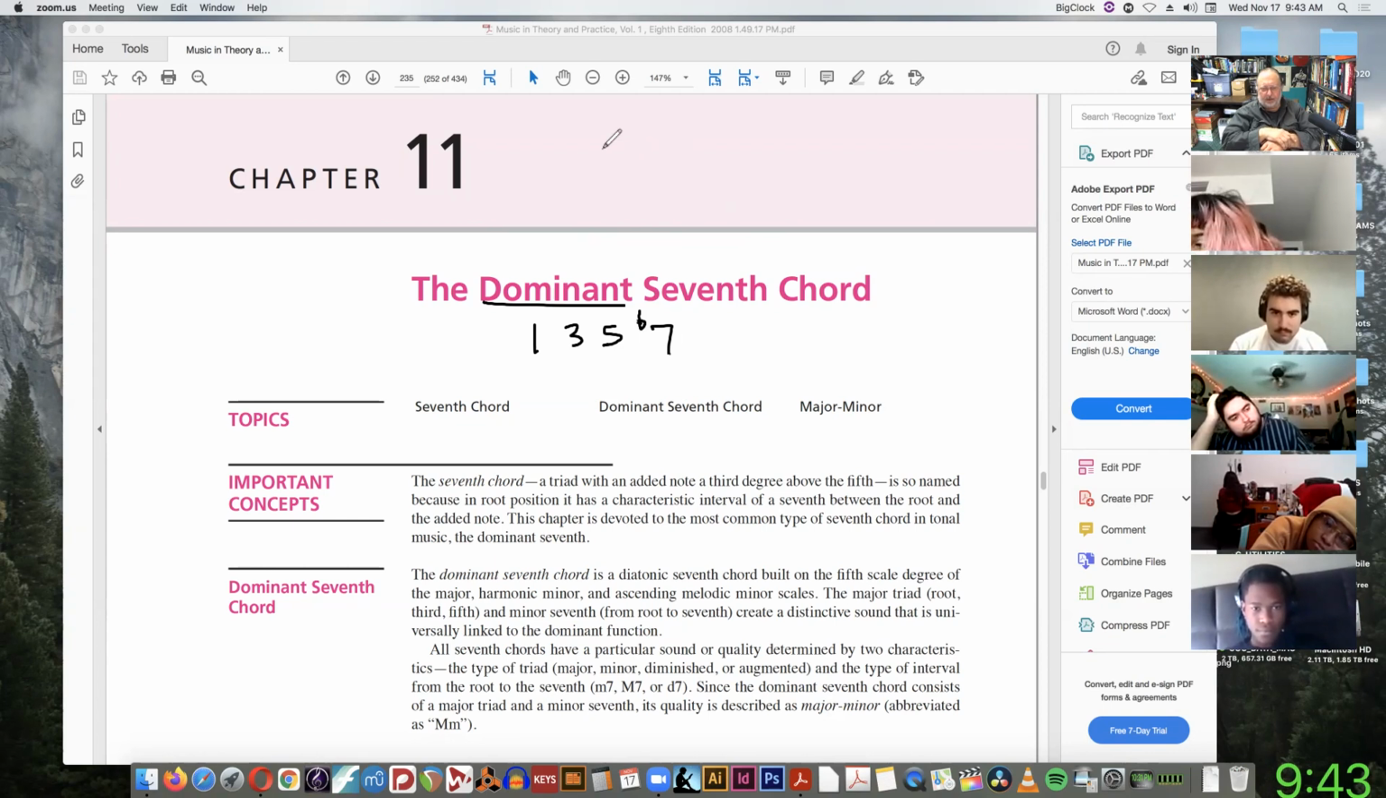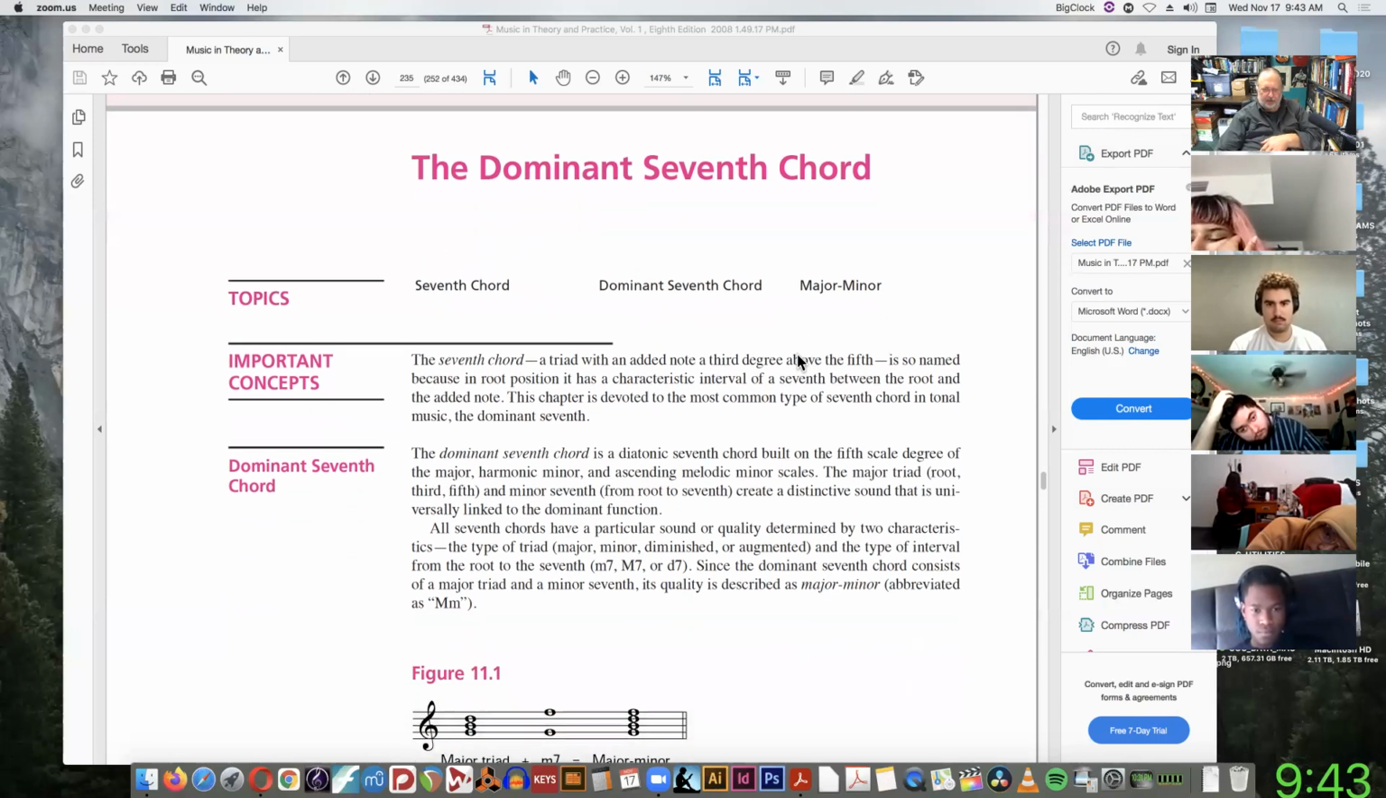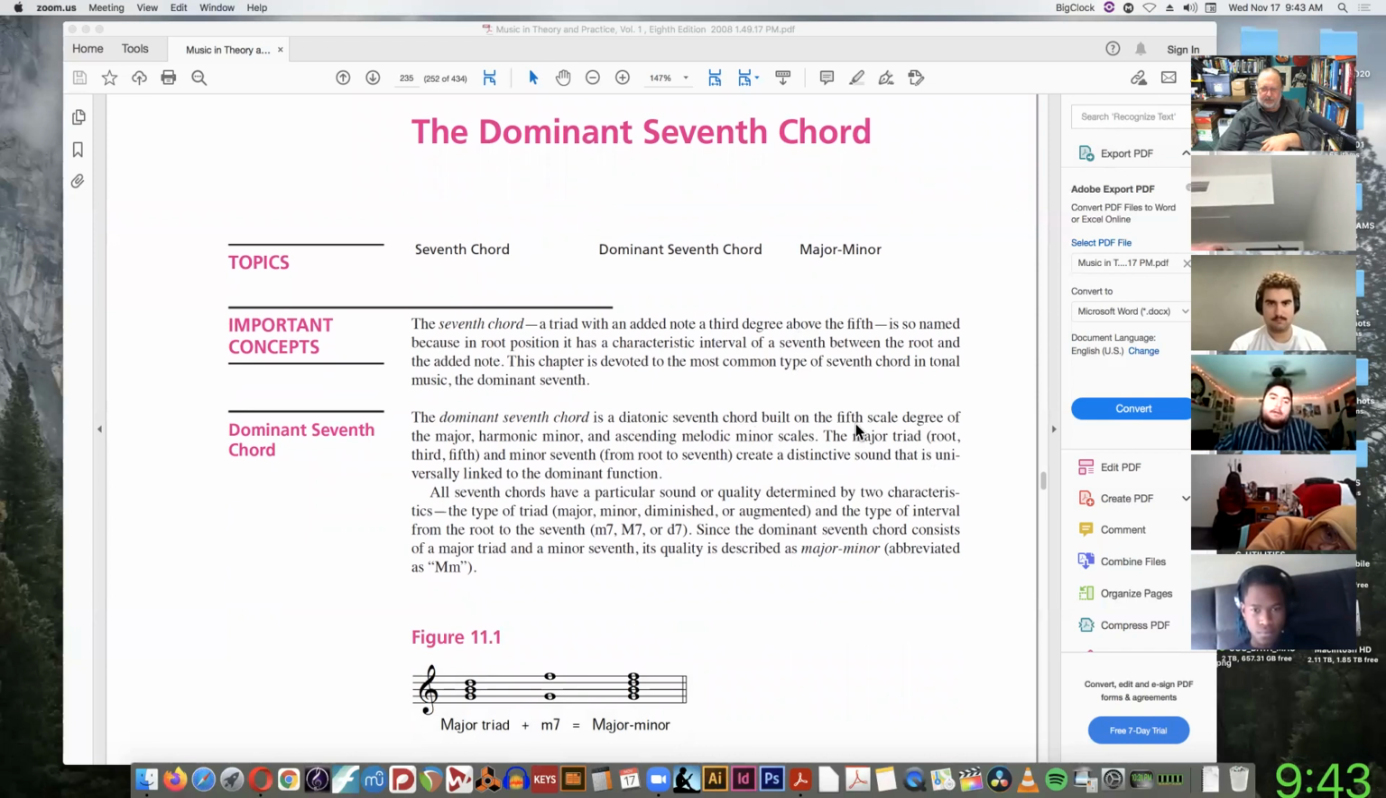And another thing is dominant always relates to the 5 chord in a key, the 5th scale root. Major scale, harmonic minor scale, and ascending melodic minor scales. Well, okay. So it's a 5. It's a 5/7 in all those scales. So that's the dominant 7, a major triad with a flat 7 or a minor 7, right? Dominant 7th chord is a diatonic 7th chord built on the 5th scale degree.